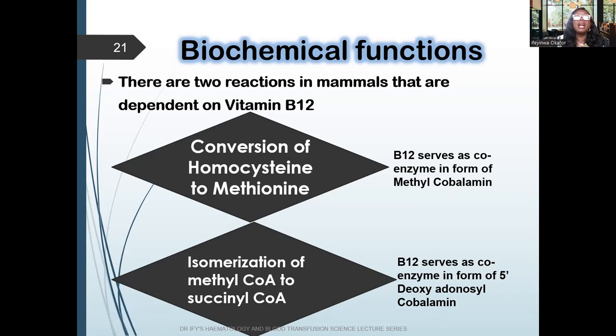These two reactions are very, very important reactions in the system. One, conversion of homocysteine to methionine, in which B12 serves as a coenzyme in the form of methylcobalamin. And the second reaction is the isomerization of methylmalonyl-CoA to succinyl-CoA, in which B12 serves as a coenzyme in the form of 5'-deoxyadenosylcobalamin.